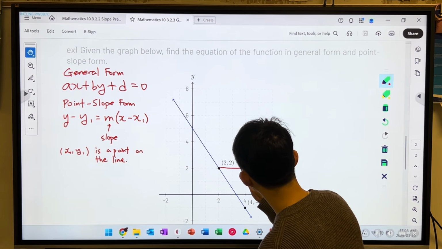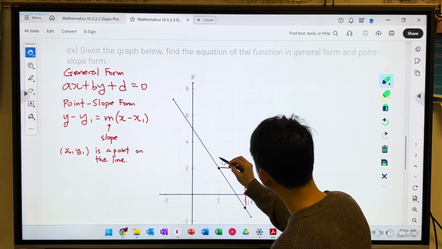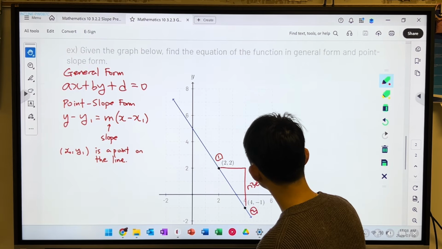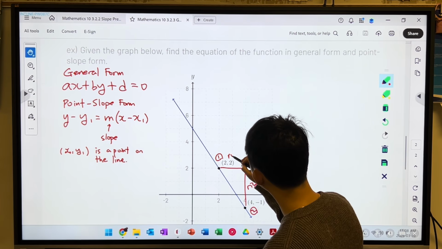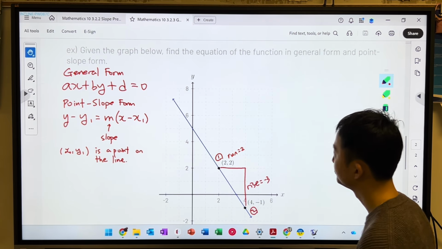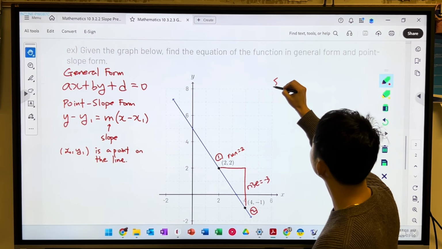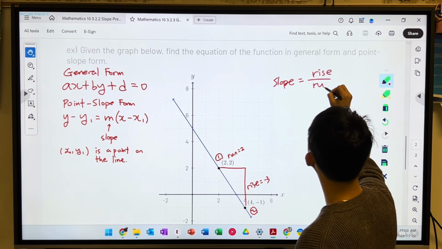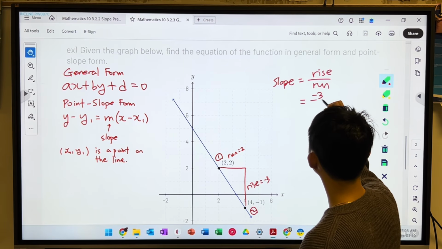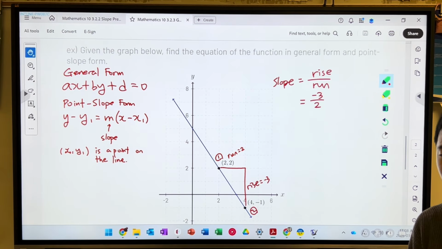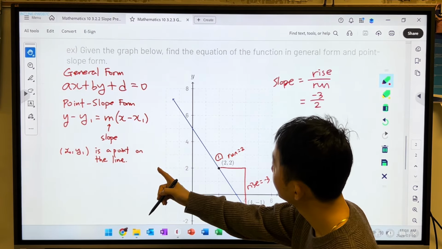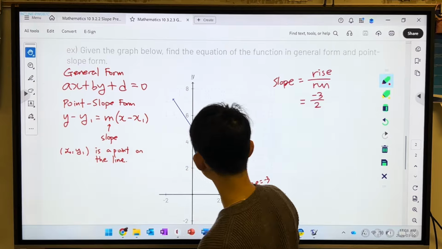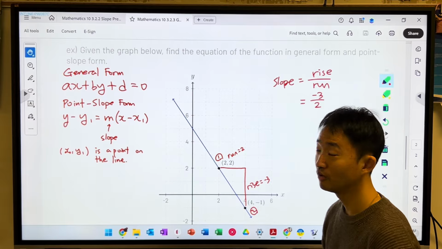Let's draw the triangle. From the first point to the second point, my rise is -3, and my run is 2. Therefore, the slope formula, slope equals rise over run, is -3/2. Slope is -3/2. Now, let's use a point slope form. I'm going to use the point (2, 2) for my point slope form.